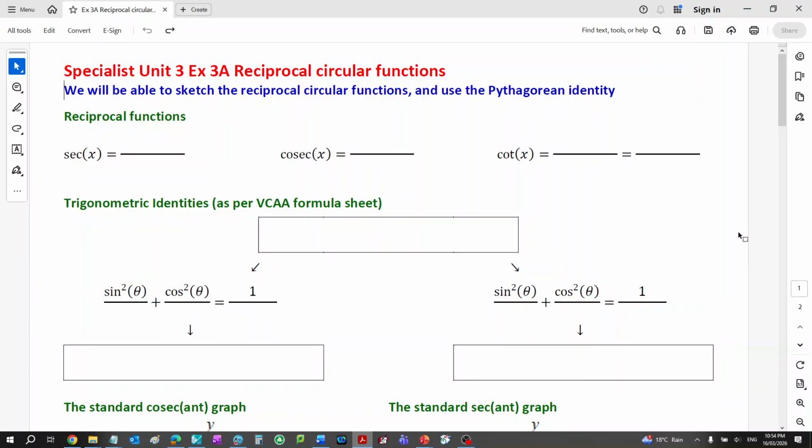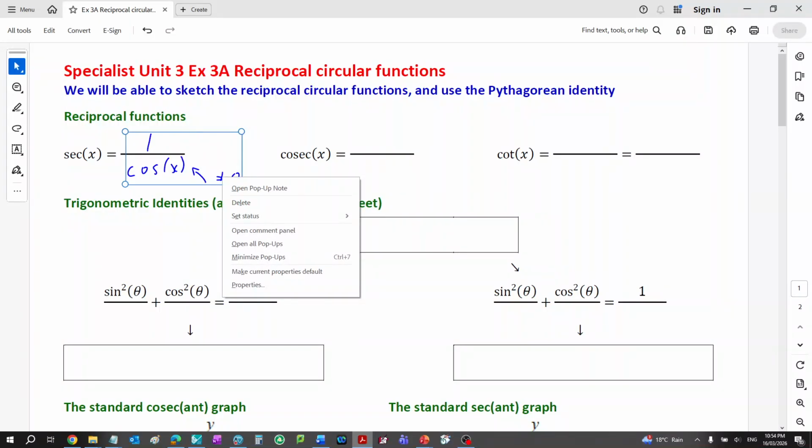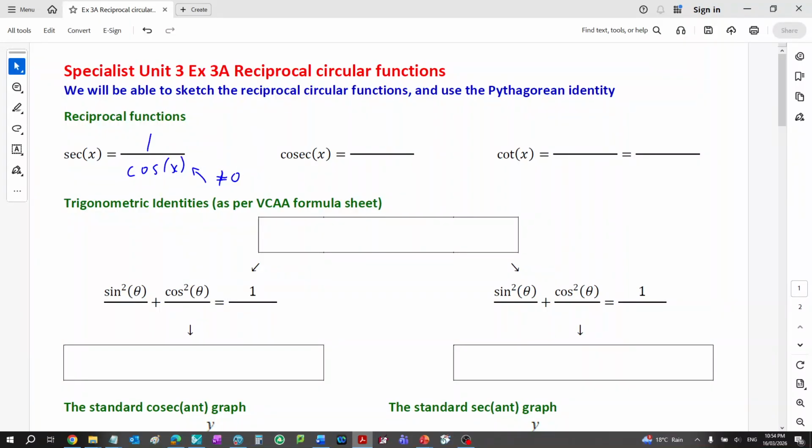We're going to start with sec x, secant. We're going to write this as 1 over cos x, and of course cos x cannot be 0 in this case. It's going to be our domain restriction over here. Cosec, or cosecant, is going to be 1 over sine x, and of course in this case sine x cannot be 0. We're not dividing by 0.